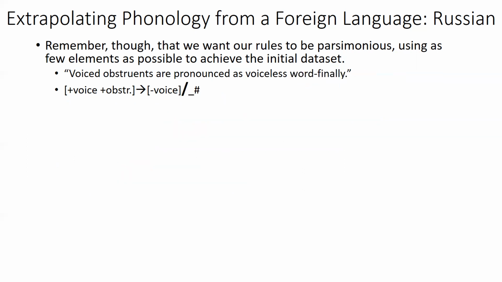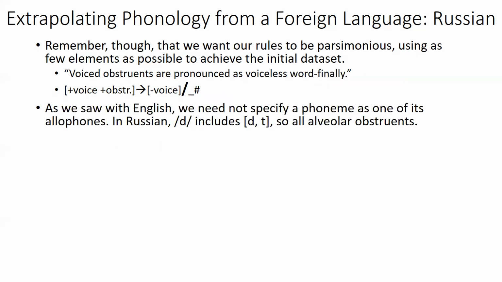But we still want our rules to be parsimonious. And so we still have another step we can take here. We don't need to specify a phoneme as one of its allophones. In fact, whenever we can get away with not doing that, we don't. We want a phoneme description to include as many of its allophones as possible, ideally all of them. So in Russian, our allophone, which looks like a D, we choose that because that's the elsewhere allophone. So we want all alveolar obstruents to be included in our definition of our phoneme, because this is a phoneme that is defined just as an alveolar stop.